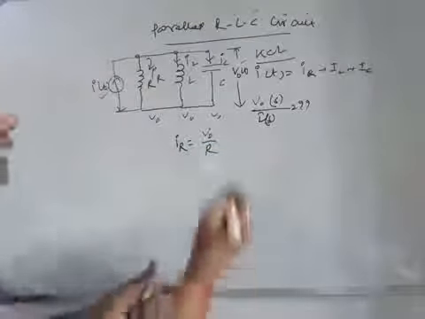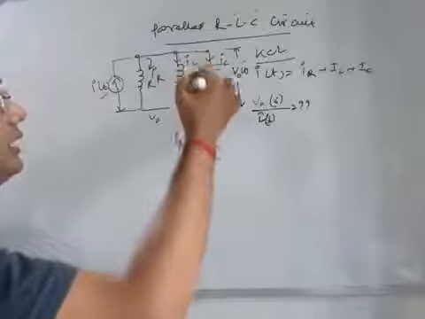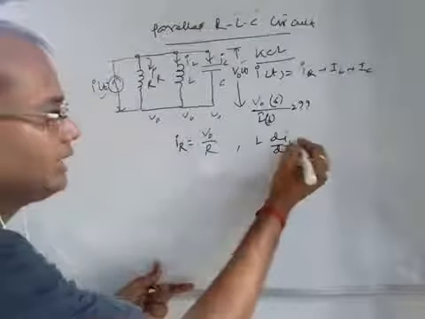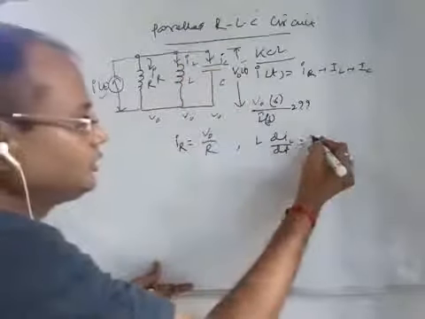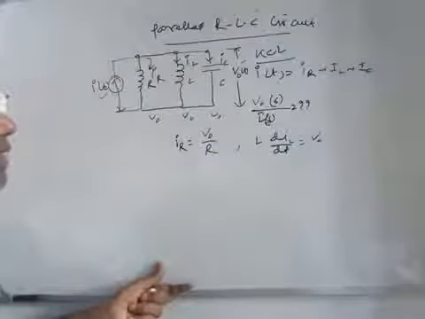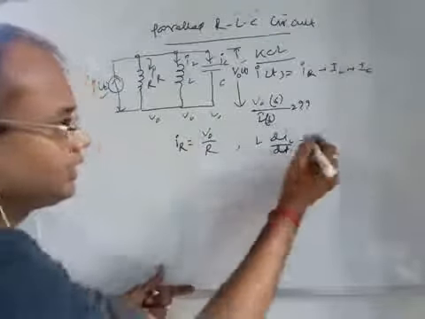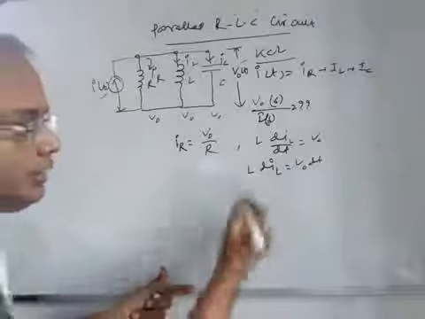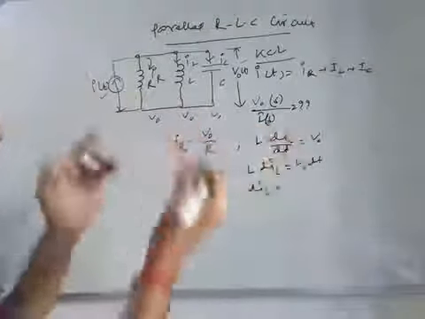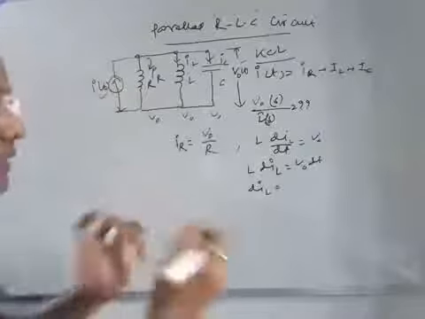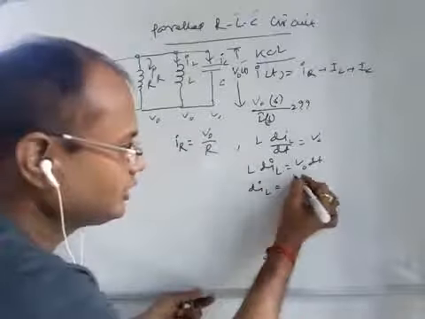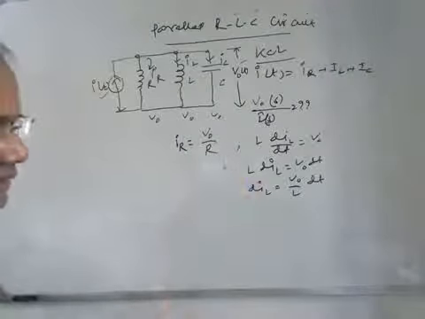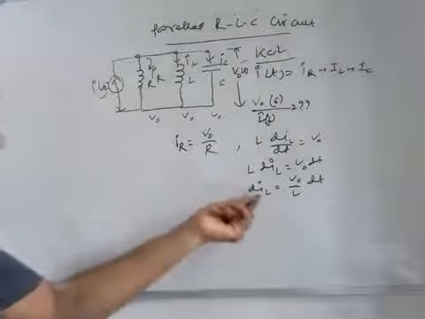Next, L into diL/dt is equal to your V0. Right? So you get L into diL equals V0 dt. Just basic two or three equations you have to know, and then rearrange this. So diL is equal to V0 by L dt. Right? So if you integrate this, you can get the value of IL.